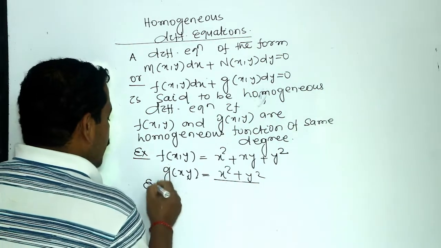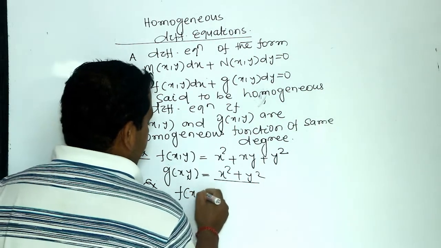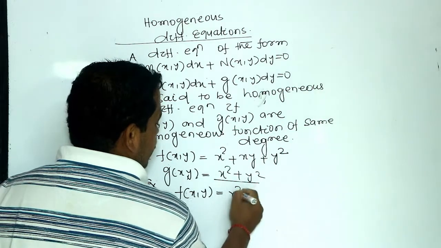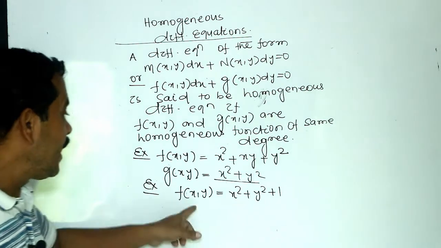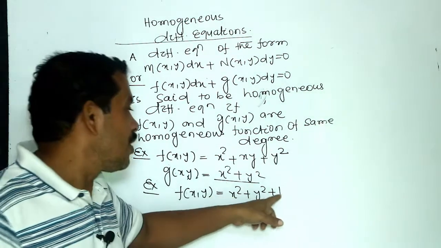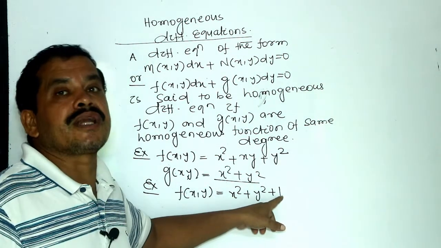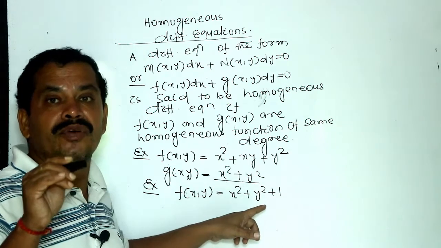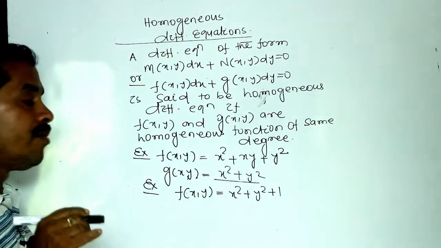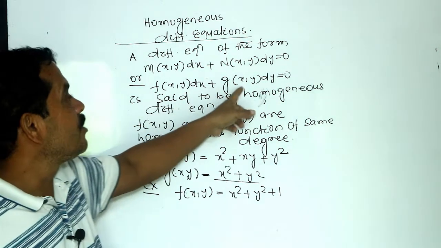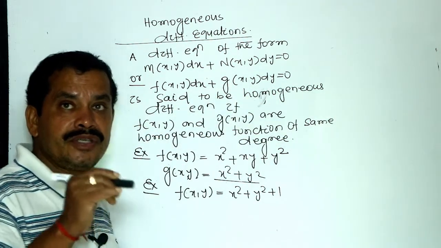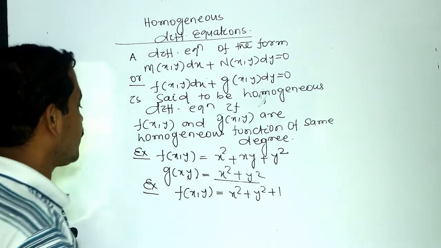For example, suppose the function is f(x,y) = x² + y² + 1. This is not a homogeneous function because this term is a constant term. So it is not a homogeneous function. If f and g are homogeneous functions of the same degree, then the differential equation is said to be a homogeneous differential equation.